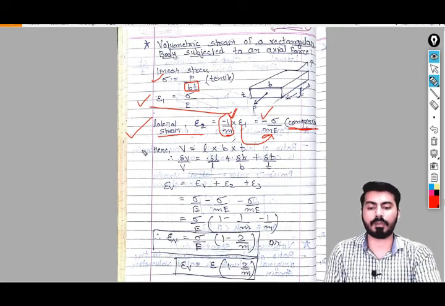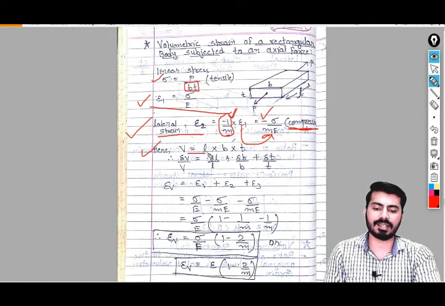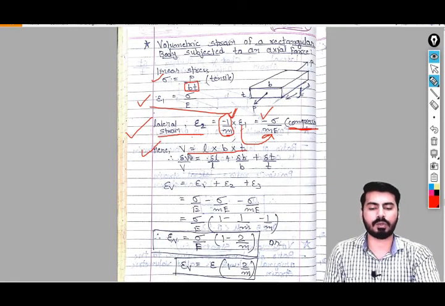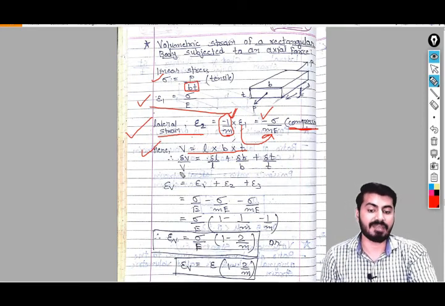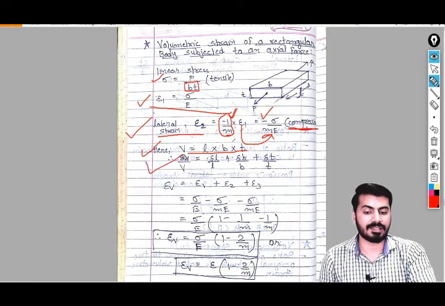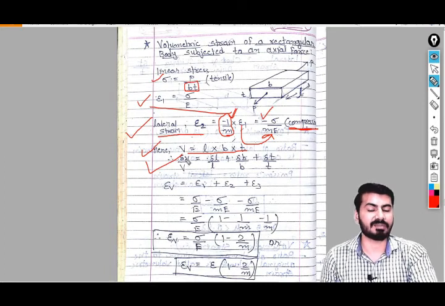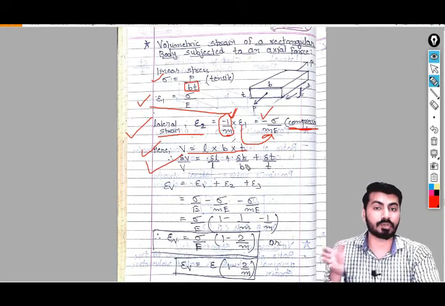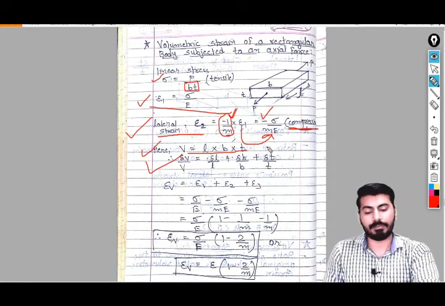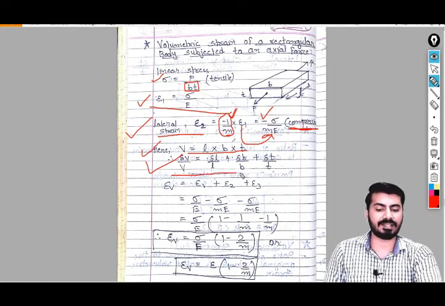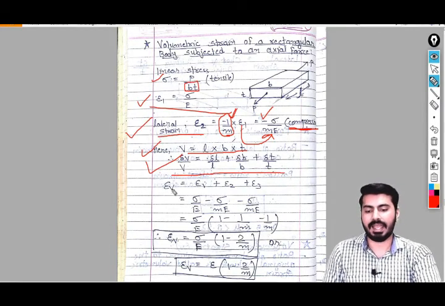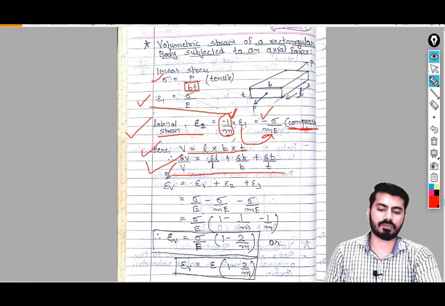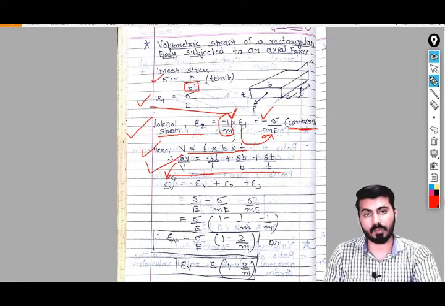Now the volume of the body can be written as L B T. And if you differentiate it partially and divide it with the volume, then you will get this equation. Differentiate partially, that means delta V, delta L, delta B, delta T, and the rest of the parameters will be constant. If you divide it with the volume, then you will get this equation very easily on simplification. And this equation is for epsilon V, that is nothing but the volumetric strain.